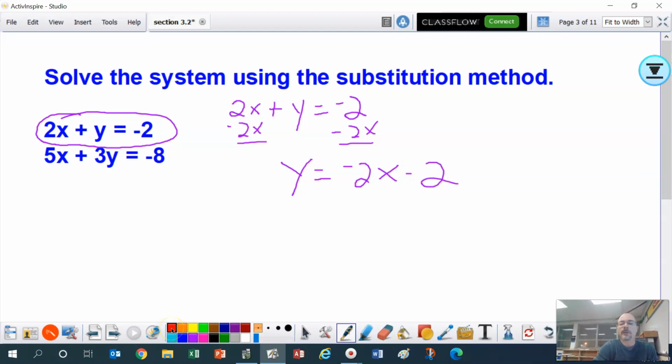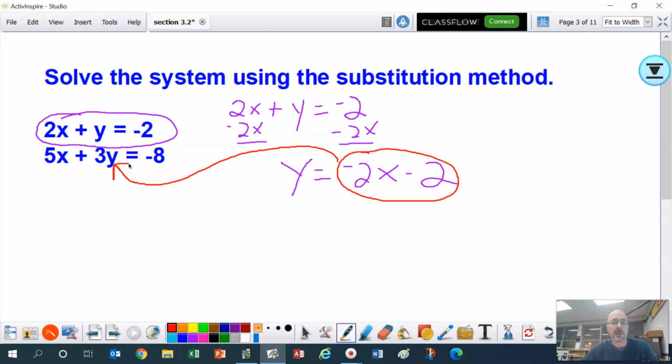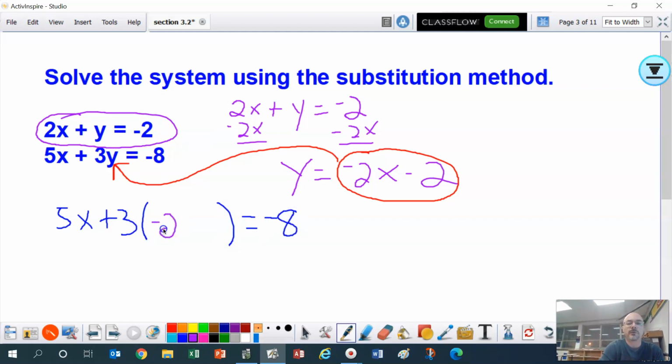All right, next step, I'm going to take that expression and I'm going to plug it into the other equation. Make sure you plug it into the other one. The biggest mistake that I've seen over the years is people are plugging it back into the equation they already used. All right, so here we go. So we've got the 5x plus the 3. I'm going to replace the y and then equals negative 8. All right, so I'm going to replace the y with the negative 2x minus 2.